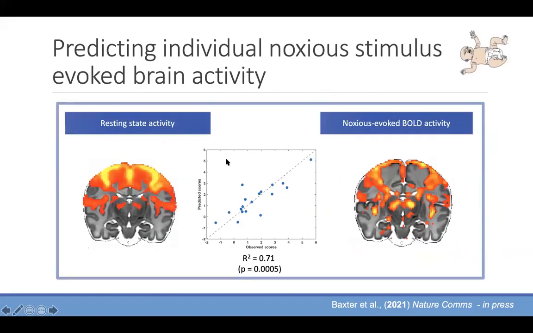And then the question is, can we look at whether these resting state networks could predict the response to the noxious stimulus that we observed? And what we found is that there was a really high correspondence, as has been observed in adults and across many different modalities, between the resting state activity and the noxious evoked BOLD response. And in particular, it looked like the somatomotor network was the primary driver of this response. So this suggests that the underlying resting state activity can be used to give us some insight into the expected responses that we might observe when the baby is stimulated.